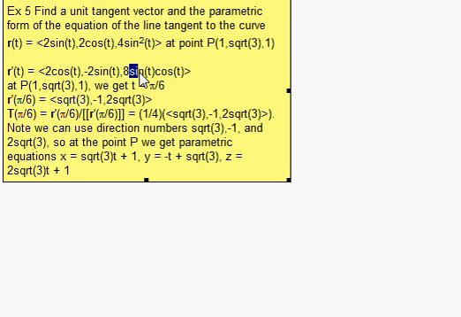Well, sine of t is a half, cosine of t is square root of 3 over 2, so this times this is square root of 3 over 4, but the 4 and the 8 cancel, and it gives us just 2 square root of 3.